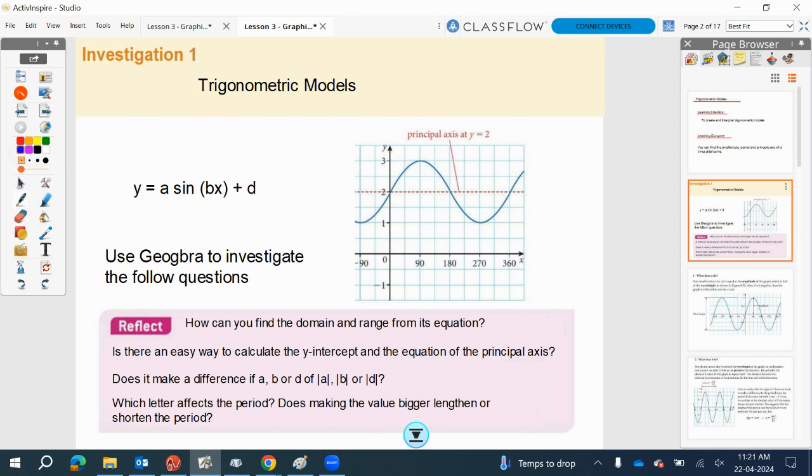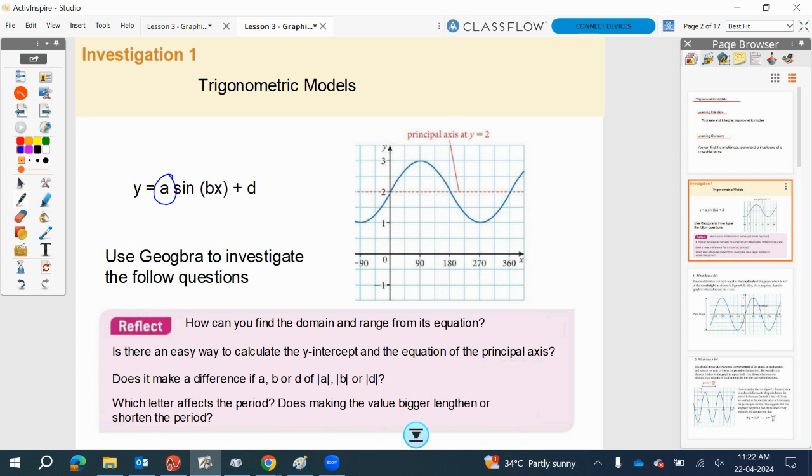What will the coefficient A do as a transformation to this function? Vertical stretch or compression? What will cause a vertical compression? Perfect. So if the value is between 0 and 1, often we talk about the absolute values, between 0 and 1, we'll get a vertical compression. What if it's negative? Reflection.